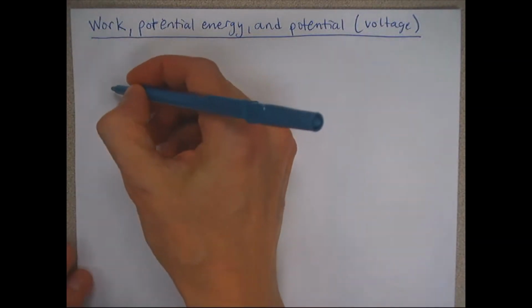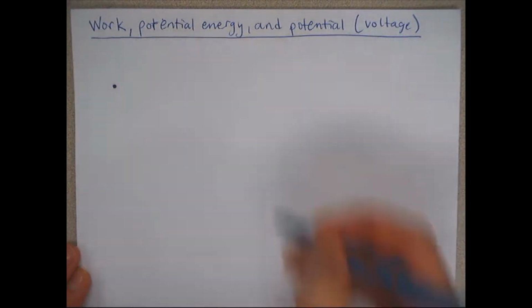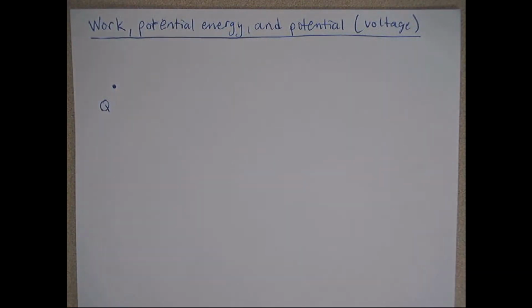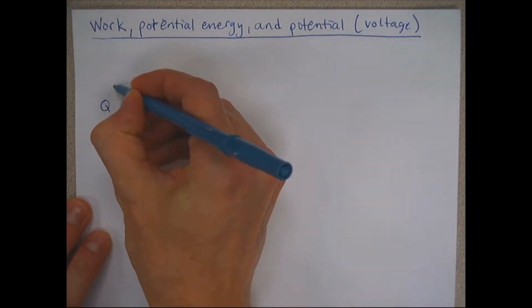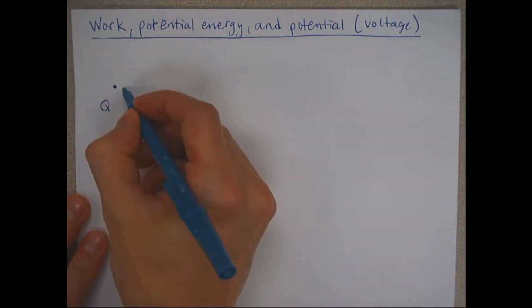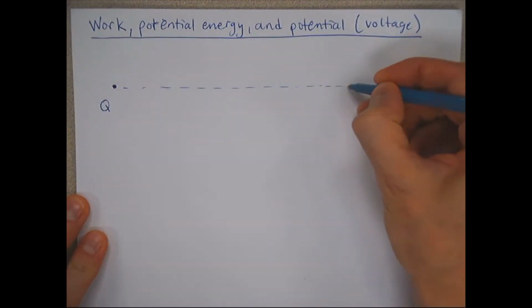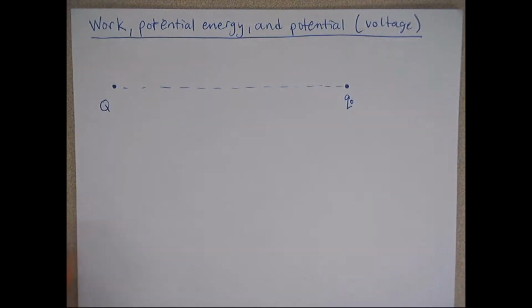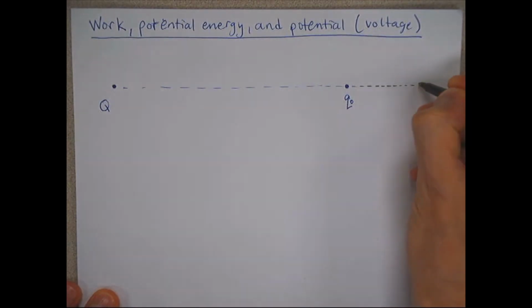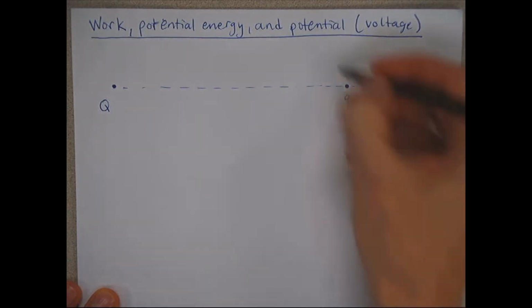Given a point charge, you might think of this as the source of voltage or electric field, as we have previously. Given that point charge capital Q, we're going to use the concept of a test charge again, say lowercase q naught, sitting here in some initial position, and we're going to take it on a journey to a final location here.